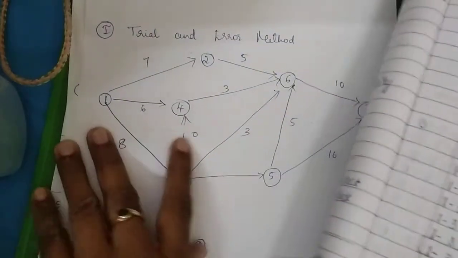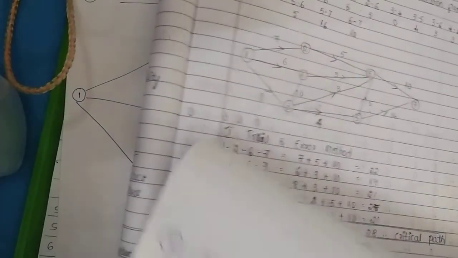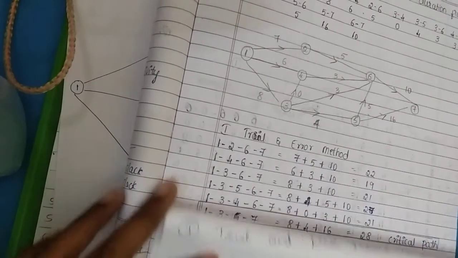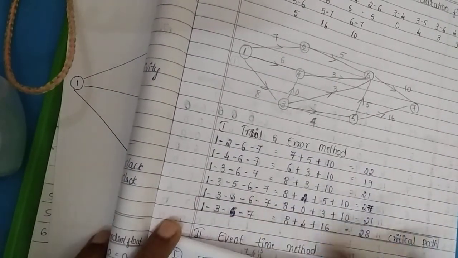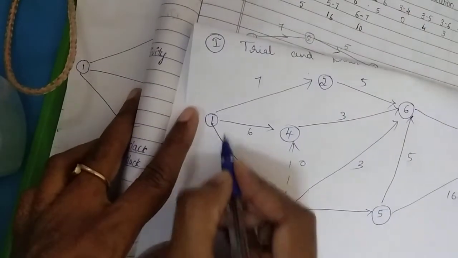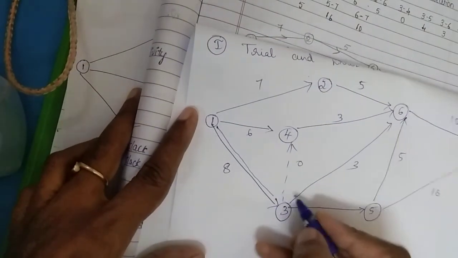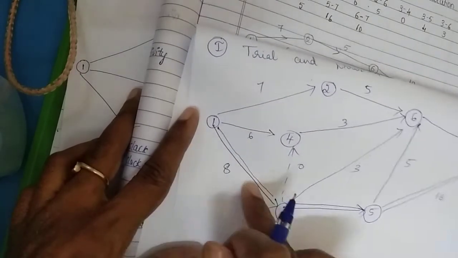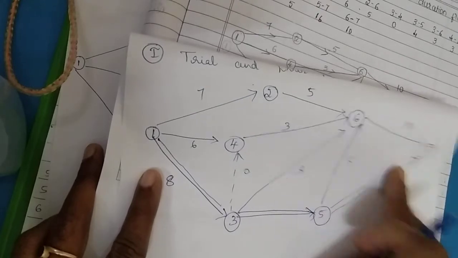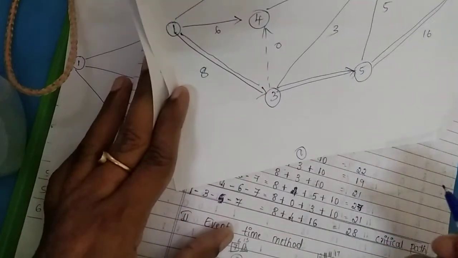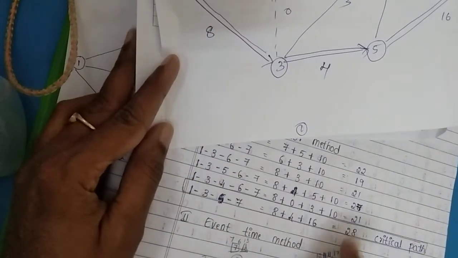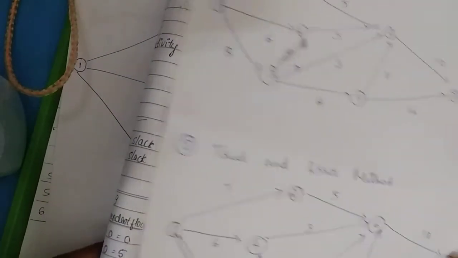So when you arrive at the critical path, you have to indicate that with the double lines. So here the critical path is 1 to 3, 3 to 5, and 5 to 7, right? So this is the critical path. This is the longest duration that we have in the network diagram. So here the duration is 28 days.